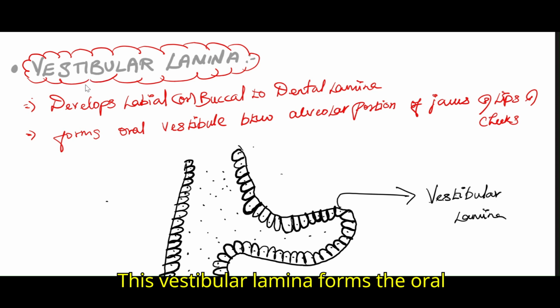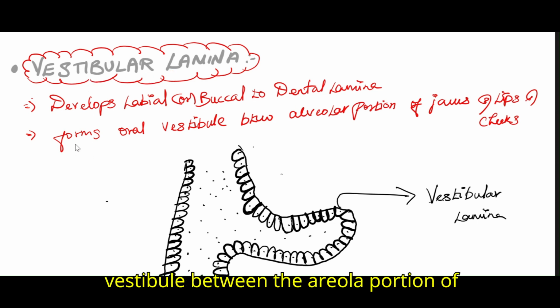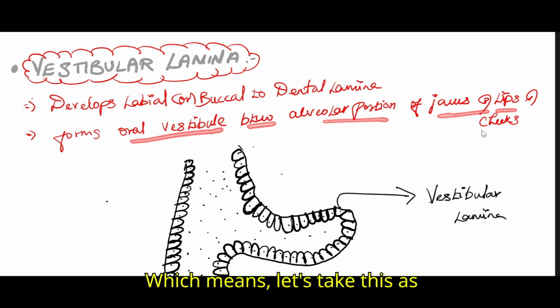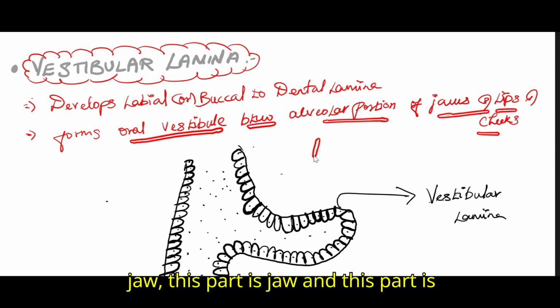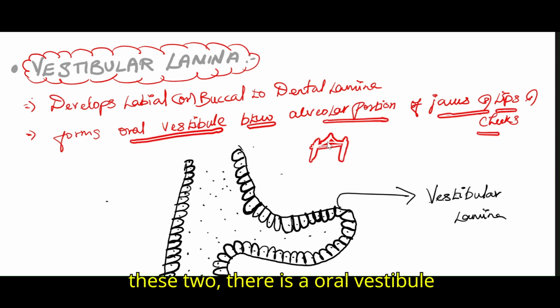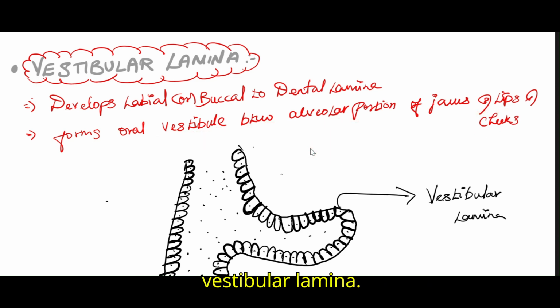This vestibular lamina forms the oral vestibule between the alveolar portion of jaw and lips and cheeks, which means let's take this as jaw, this part is jaw, and this part is cheeks. Between these two, there is an oral vestibule formation. It is formed by the vestibular lamina.